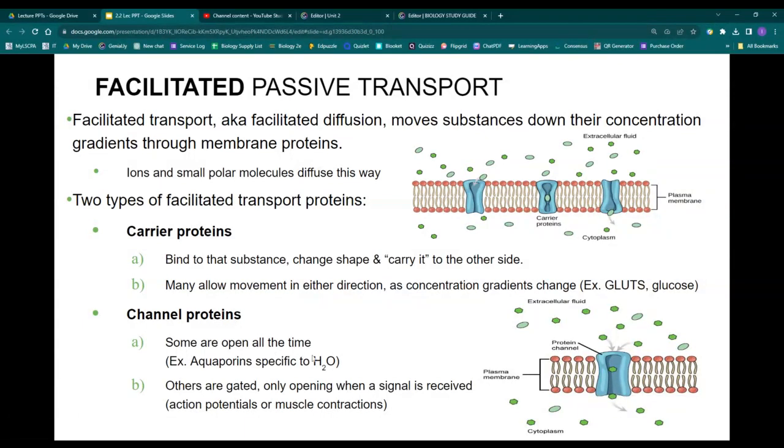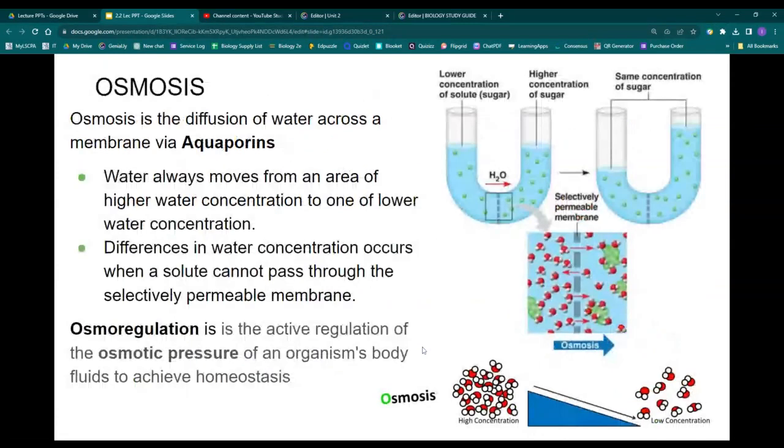Whereas a channel protein is going to just be open, and sometimes they're open all the time, like aquaporins. Aquaporins are always open, and water can move freely from one side to the other depending on the concentration gradient. But others are gated, meaning they have to have some sort of signal. For instance, action potentials or muscle contractions are gated channels, and so they only open when there's a certain charge present or a certain molecule present. And this is facilitated passive transport, still not using any energy.